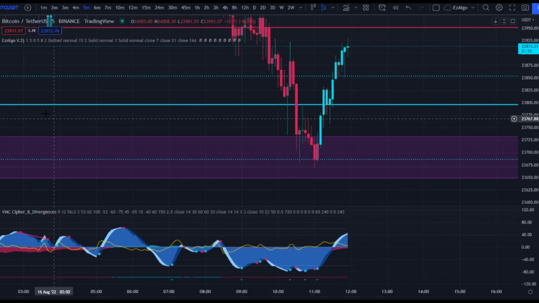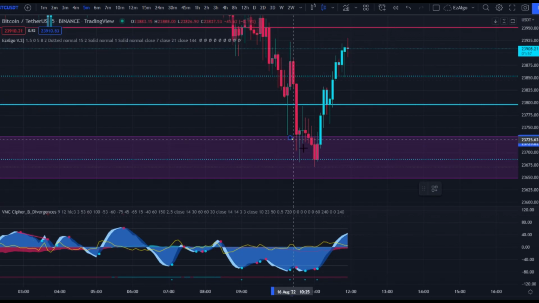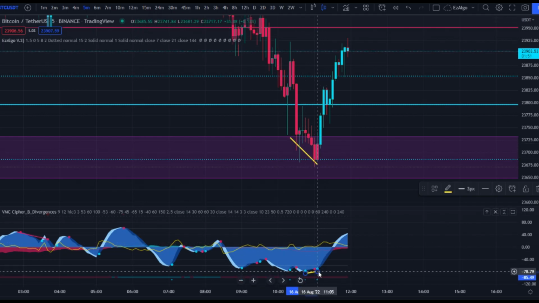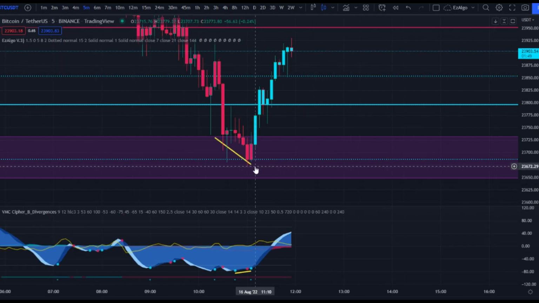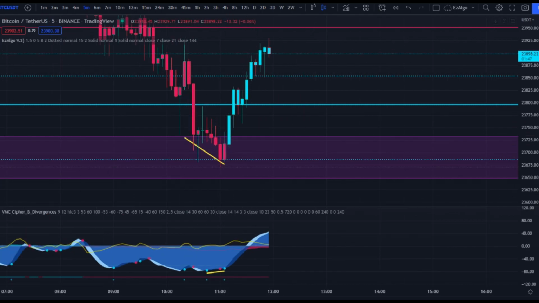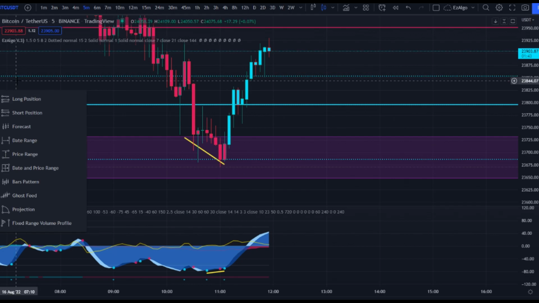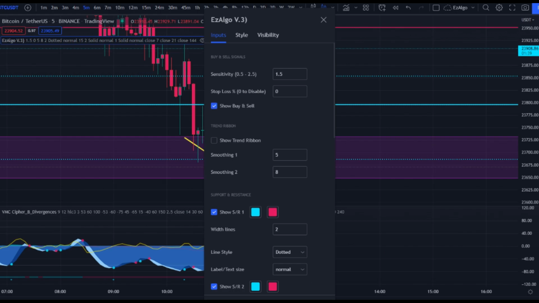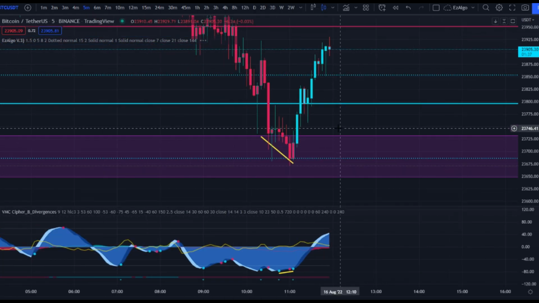What do you know? So we had price making a lower low into this support zone. And on Vumanchu Cipher B, momentum was moving upwards. That's a bullish divergence. So that is when we are going to enter the trade on the 5-minute time frame. You could go down to the 1 minute, but the 5-minute time frame is fine. And on the very next candle, we have an EzAlgo buy signal. Right on the 5-minute. This is how you do it. This is how you use multiple confluences together to enter a trade.